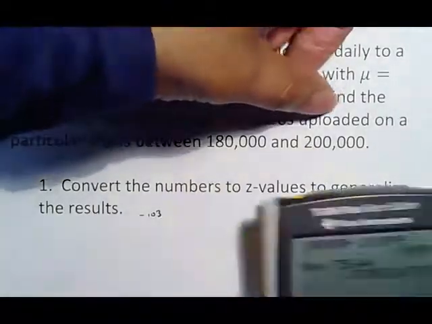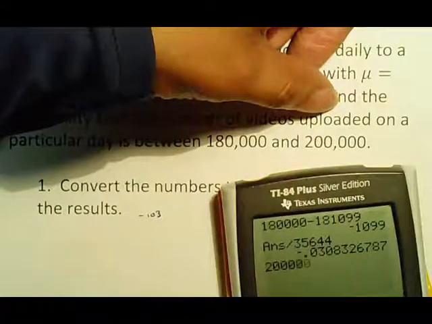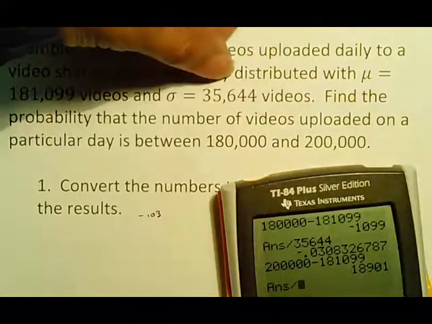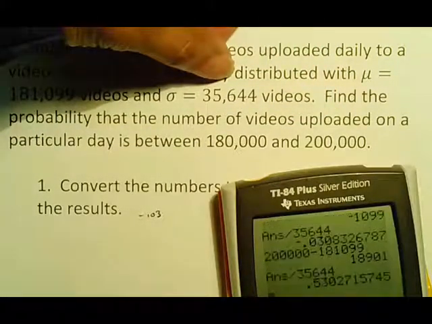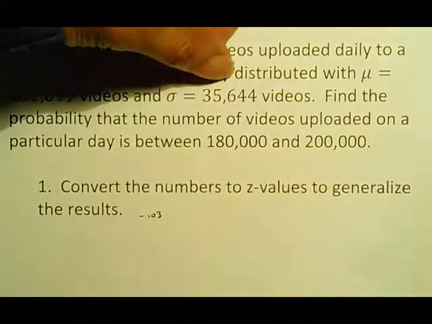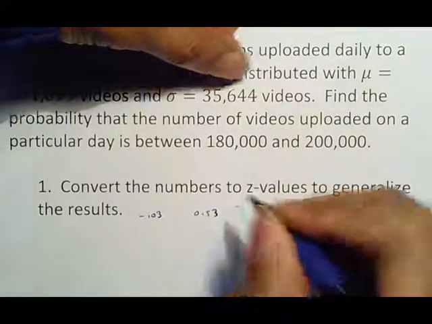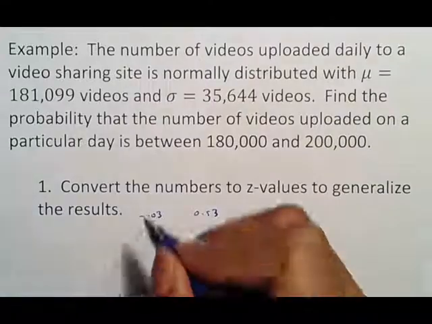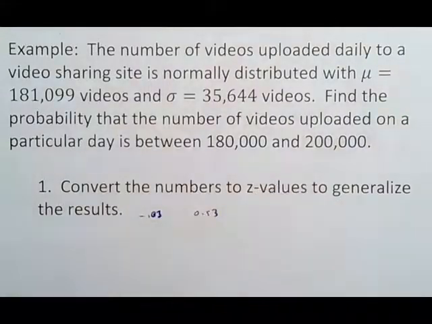And then 200,000 minus 181,099, divided by your standard deviation 35,644, gives me 0.53. Alright, so again, that is where your z-value practice actually comes in. You have to actually know how to do that if you're going to get that right, because if you don't know how to convert it, it's not going to work to your advantage.